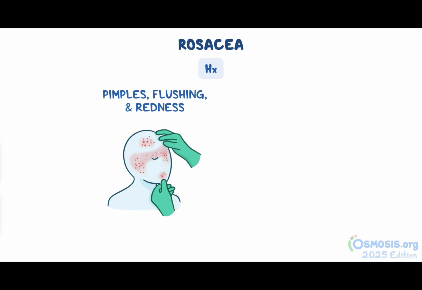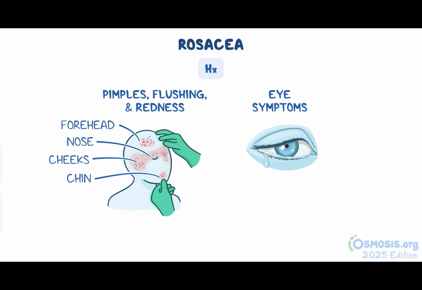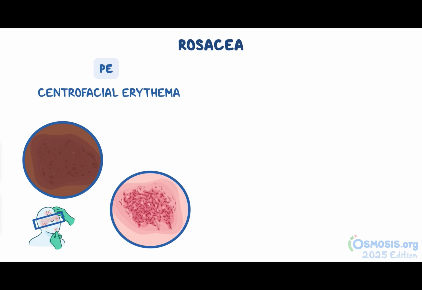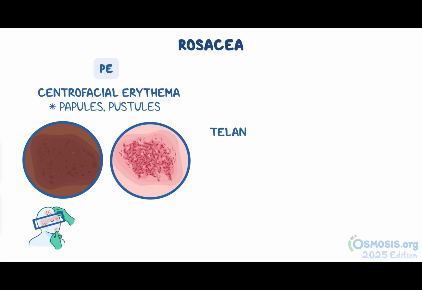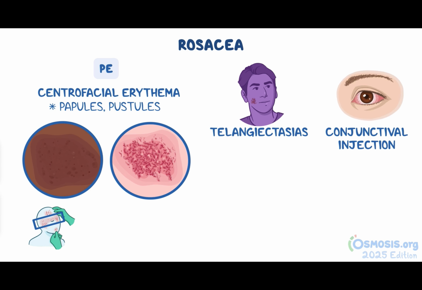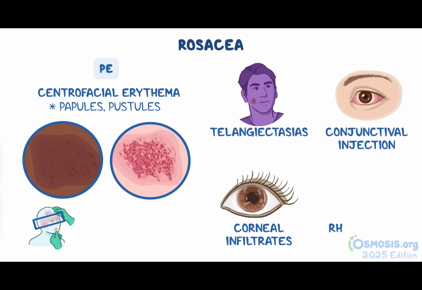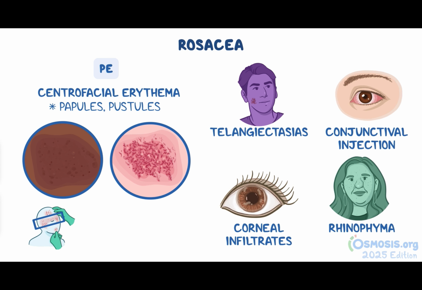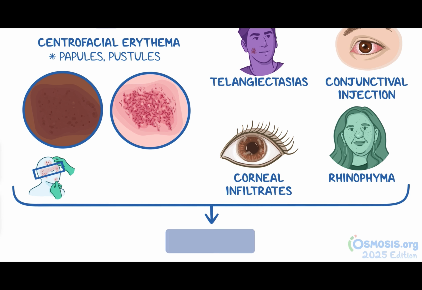Okay, moving on to rosacea. Your patient will report pimples, flushing, and redness on the nose, chin, cheeks, and forehead. They may also have eye symptoms like dryness, tearing, and burning. Physical exam will show central facial erythema, and there might be papules and pustules, telangiectasias, as well as ocular manifestations such as conjunctival infection and corneal infiltrates. Rhinophyma, or a nose that becomes red, bumpy, and enlarged, may also be present. With these findings, diagnose rosacea.